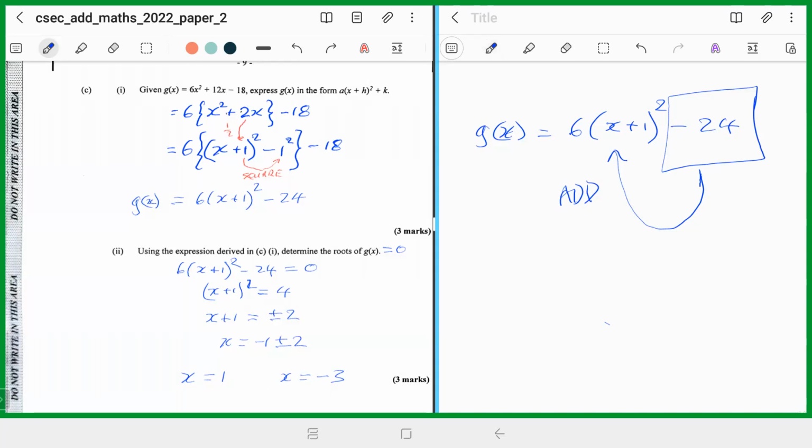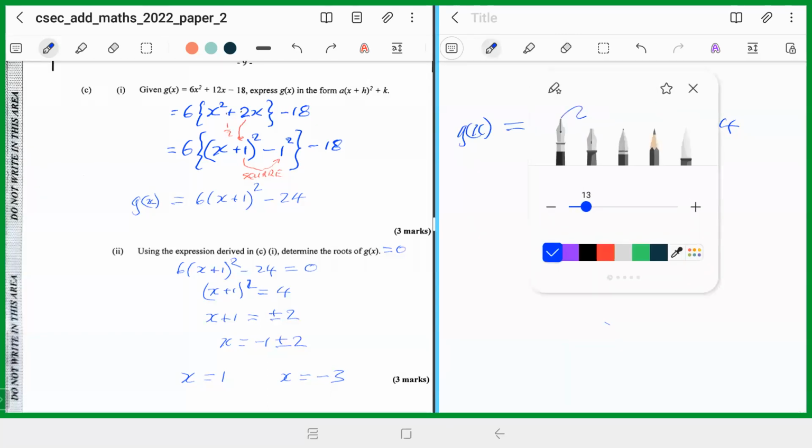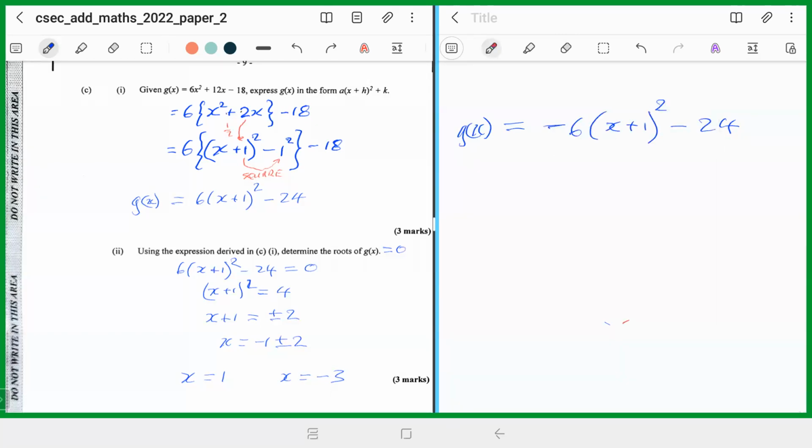Now, what if the A was negative? Let's look at if the A was negative. Let's say the function was such that the 6 was negative. Let's write that now. g of x equals minus 6 times... Again, the term that is squared right here can only be greater than or equal to 0.